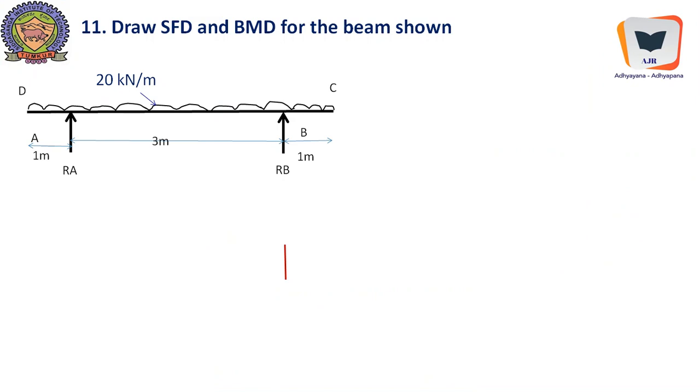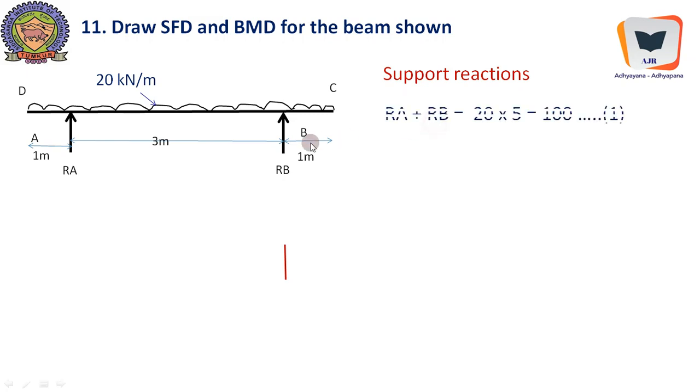We will take the first example. Of course it is cumulatively numbered, and this is a double overhanging beam with UDL of intensity 20 kN per meter over the entire span, including overhangs. Therefore, the loading is there everywhere and it happens to be symmetrical.